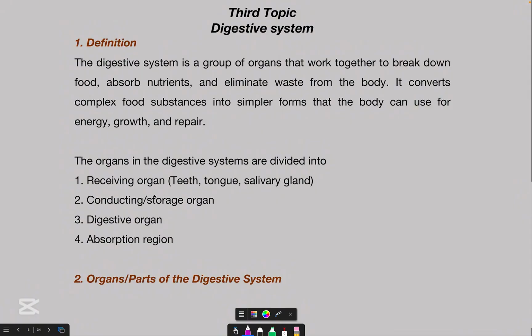Now, the organs in the digestive system are grouped into the receiving organs, those that receive the food, like your teeth, the tongue, and the salivary gland. Then we have the conductive or storage organs, where you have your stomach, your ileum, your colon. Then we have the digestive organ, basically the one that digests. And then we have the absorption region, which is the villi of the small intestine. So absorption takes place here, in the villi of the small intestine.